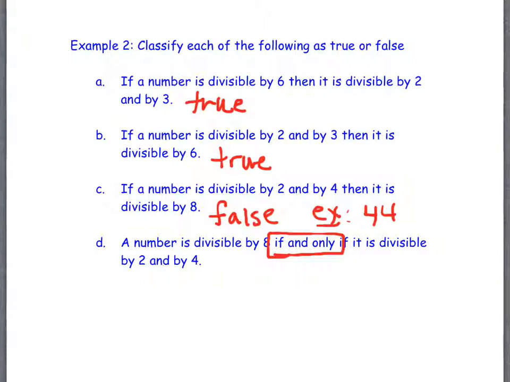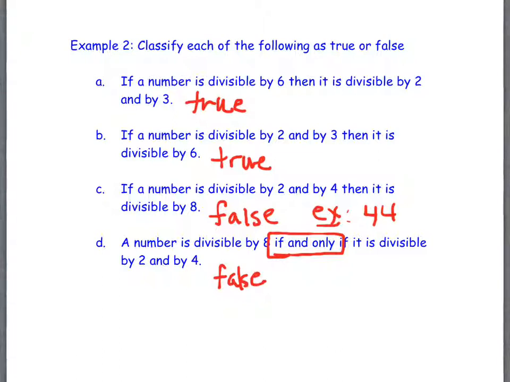Has to go both ways. So this has to be false. Why? Because if 2 and 4 are... I can't get my words right. If the number isn't divisible by 8, if it's divisible by 2 and 4, then, right, why would it be the opposite?